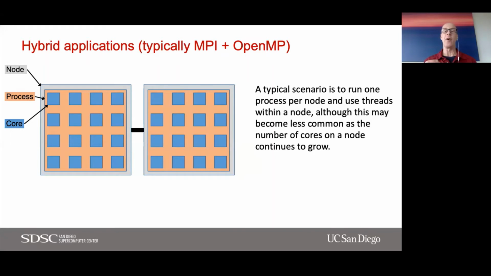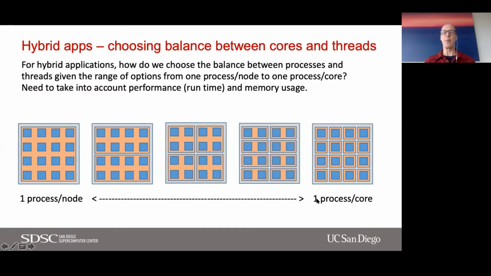On Expanse, we have 128 cores, and sometimes you find that a threaded application just doesn't scale well enough onto that many cores. So we're going to see more and more cases where you need to decide your balance between cores and threads, and this gets a little tough. If we're running one of these hybrid applications, we have a whole spectrum from running 1 process per node, and then however many cores we have, that number of threads, all the way down to 1 process per core and everything in between.